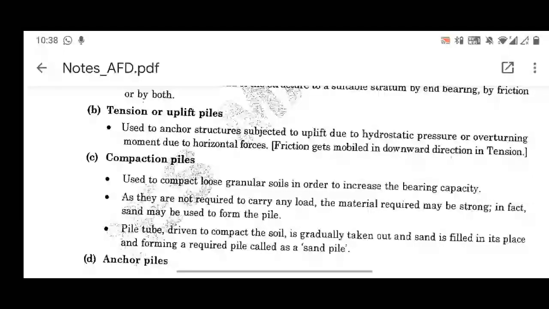So the third type of pile is compaction pile. Compaction piles are generally used to compact the soil, right? Most of the time it happens that the ground is not densified. So in that case, we have to insert piles deep into the ground to compact the soil. Such piles are known as compaction piles. In case of compaction piles, generally we have the pile tubes, and these pile tubes are basically installed deep into the ground by the hammer, and they are used for compacting the soil mass.